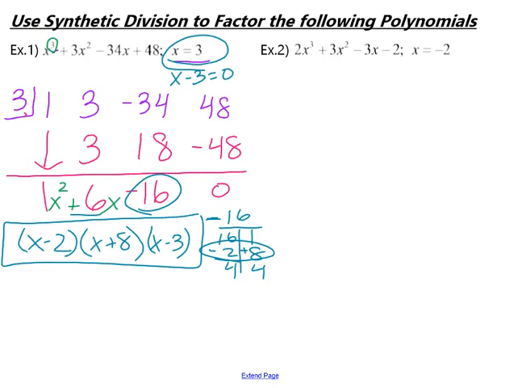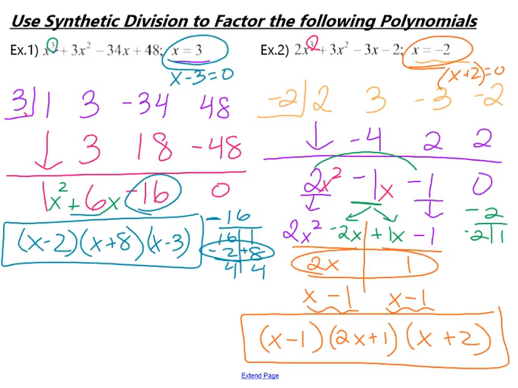So I want you to press pause, try example 2, and check back with me when you're finished. So hopefully your final factored form, and it doesn't matter what order you put the factors in, has one that says x minus 1, one that is 2x plus 1, and one that is x plus 2. So let me talk you through this one.